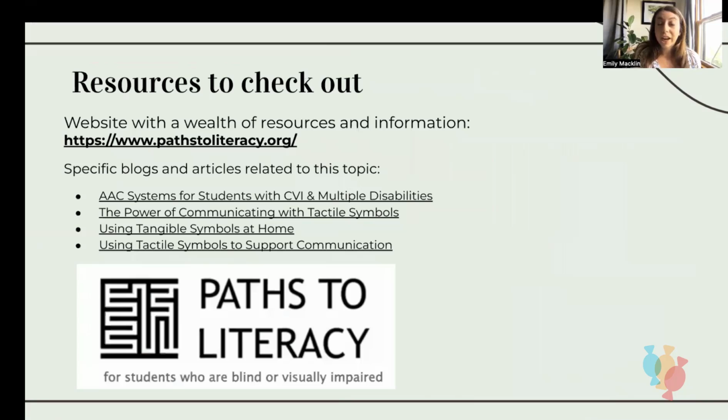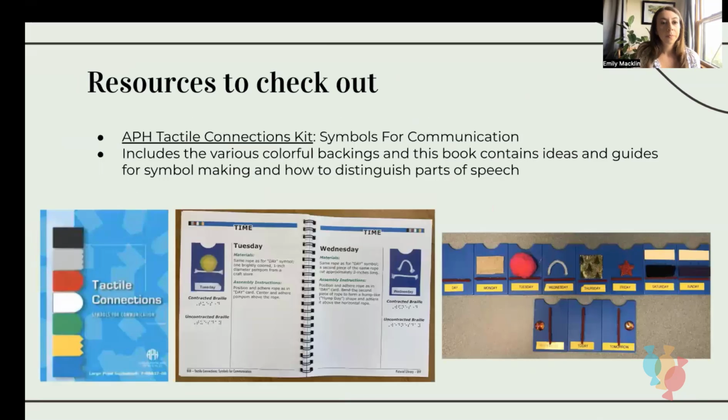Resources to check out, please check out Paths to Literacy. It has some really great information and resources, a number of which I used throughout this presentation. I linked those there. I will be sharing these slides. So hopefully if you access them online, you'd be able to just click the link, or you can type those in. Those are the names of the articles and blogs used. So hopefully you can find those, and I will have a citation slide soon.